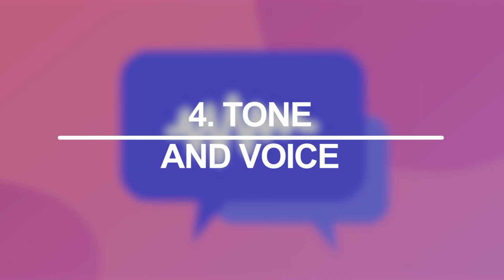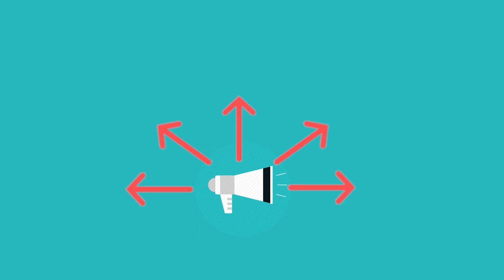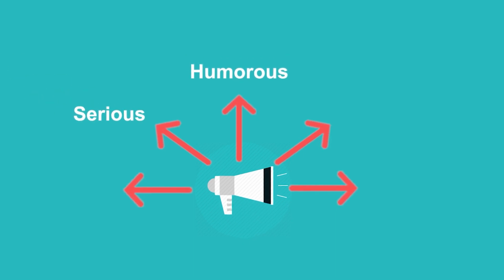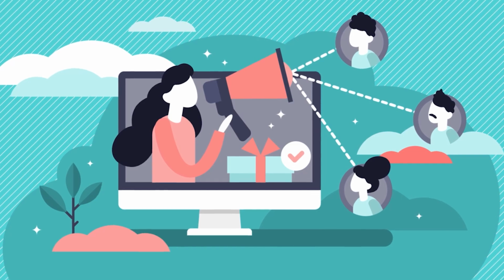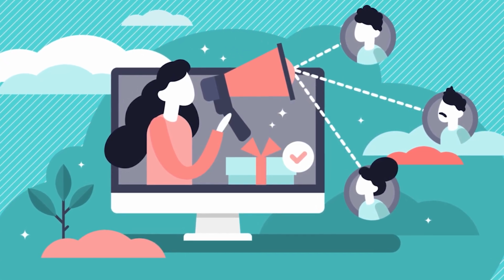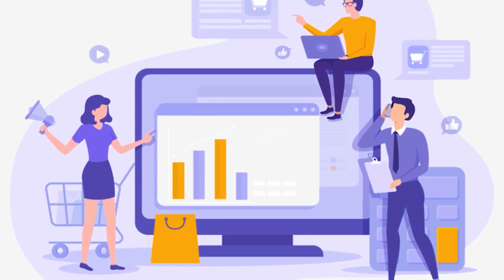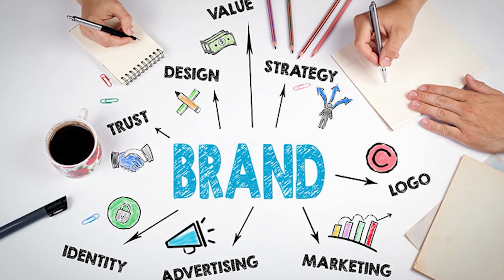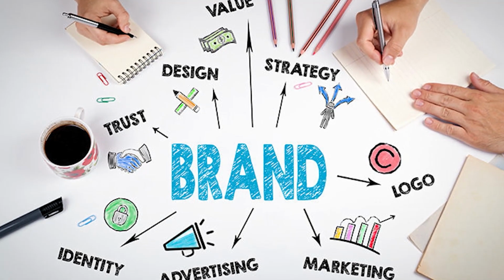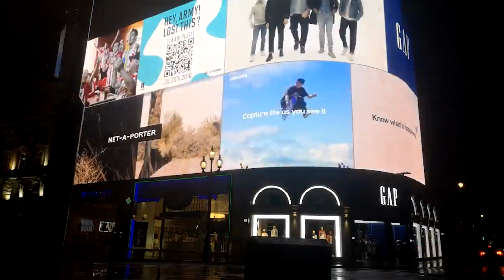4. Tone and voice. Determine the tone and voice that you want to use in your ads. Are you trying to be humorous, serious, or inspirational? Do you want to use a formal or informal tone? Make sure your tone and voice are consistent across all ad variations. 5. Branding. Identify how you want to incorporate your branding into your ads. This includes elements such as your brand name, logo, colors, and tagline. Make sure your branding is consistent across all ad variations.